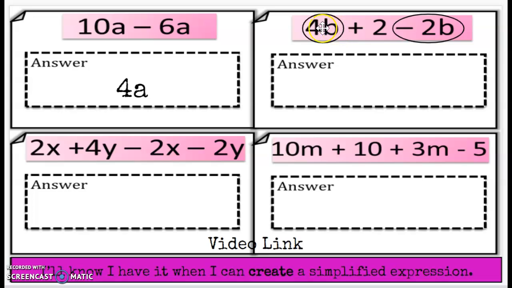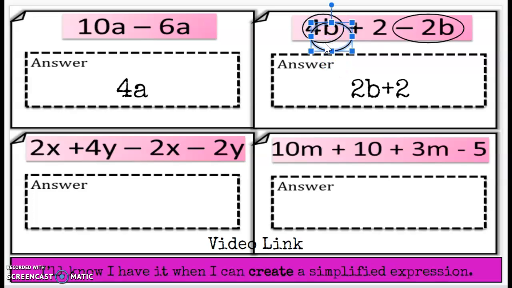So I have 4b, which is a positive 4b because there's no sign in front of it. If there's no sign in front of a number, we know it's positive. So I have 4b, and then I'm going to minus 2b. That's going to give me 2 because 4 minus 2 is 2. And then I'm going to bring down my b. Now I just have this positive 2 or plus 2 that I'm just going to add right there. And that's the simplified expression for this expression here.